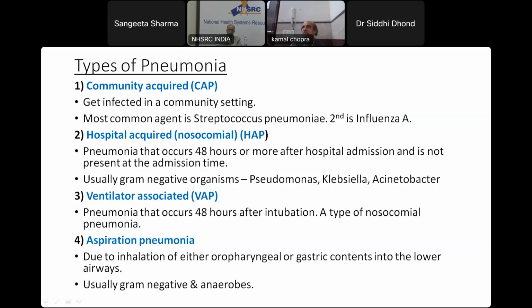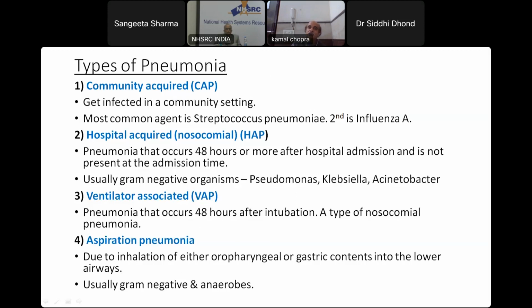Community acquired, where a person gets it from the community, from one another, and this is the commonest form. This is the community setting. The most common agent is Staph pneumoniae, and the second most common is influenza. Usually they present as lower lobe pneumonia and respond early to antibiotics.